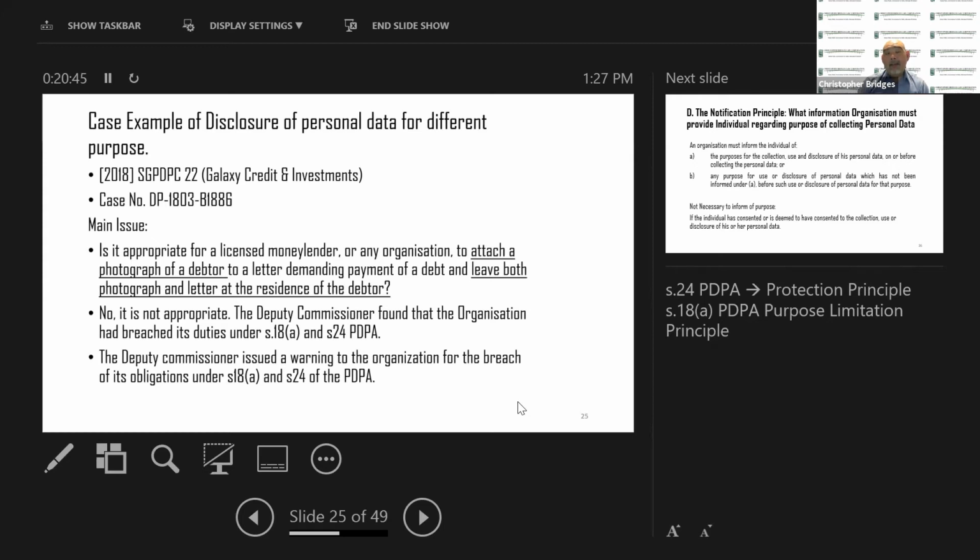Okay, the PDPC felt that enclosing the photograph of the debtor in a letter of demand addressed to the debtor was not within the purpose, because the implicit purpose was only purely for identification. But if you are sending a letter of demand directly to the debtor, there would be no purpose served in enclosing his own photograph. And in such a case, the credit company was taken to task and penalized by PDPC.